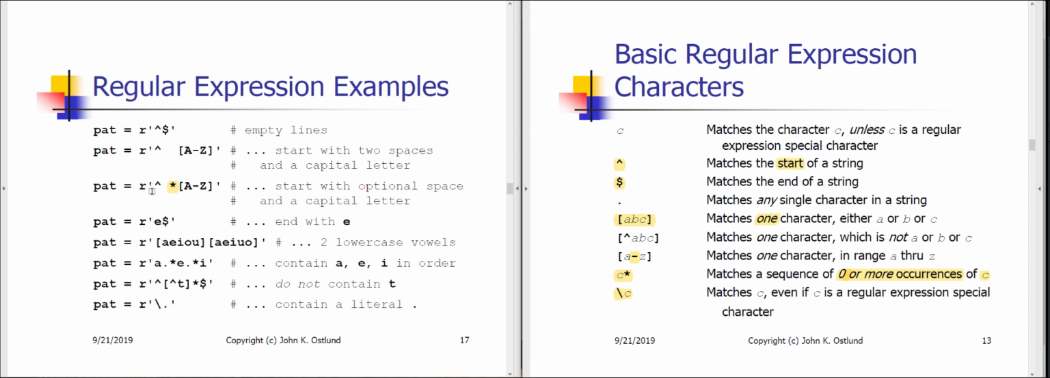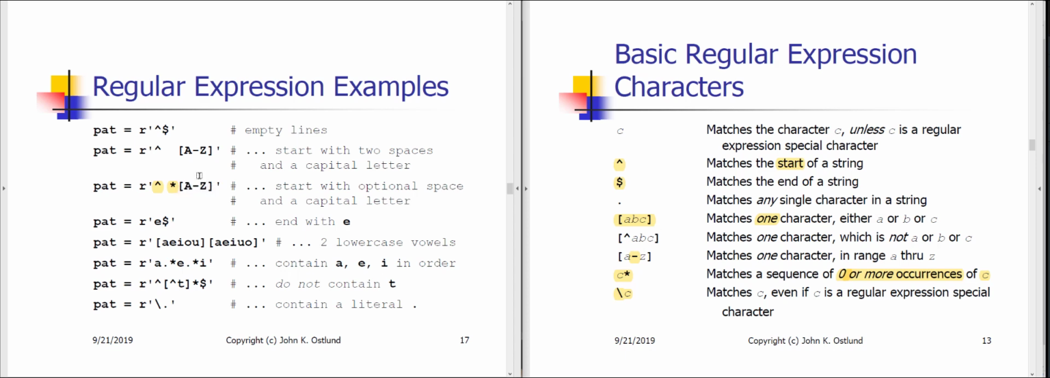Now, 0 or more means no space would be a match. 1 space would be a match. 2, 3, 4, 1,000, 10 million spaces would be a match. And consequently, what this pattern is saying is, let's match strings that start with optional indentation, that is, optional spaces, followed by a capital letter.